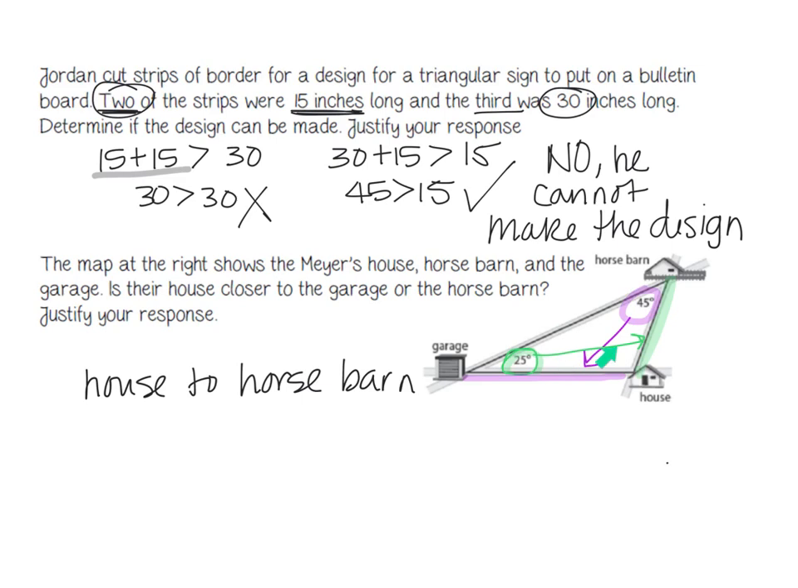We could actually figure out what this angle is because we know that if we add these two together, 45 plus 25 would be 70. So this one would be 110 because I took 70 away from 180. So I definitely know this one is the larger side. And it's not asking us that, but I'm just talking about things that we can do and determine from this. So based on just knowing about angle-side relationships, I can tell you that this is the shortest distance. If they want to go the shortest distance, this would be it.